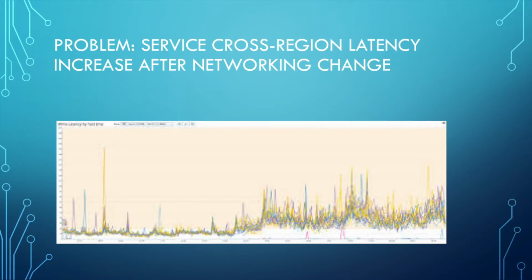For our service, we have cross-region calls. It means a service from one AWS region calls services in another AWS region and gets a response. For such cross-region calls, the latency increased recently, and with some deep dive, we found that the problem is caused by a networking change.